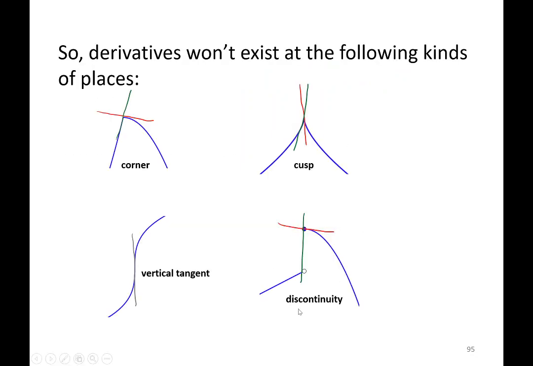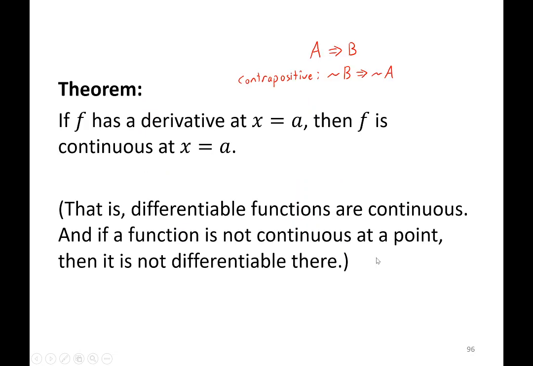We were looking at a place where the function was not continuous and therefore not differentiable. So let's go ahead and prove this theorem. What we can do is say, suppose the function has a derivative at x equals a, and then we're going to show that f has to be continuous at x equals a.